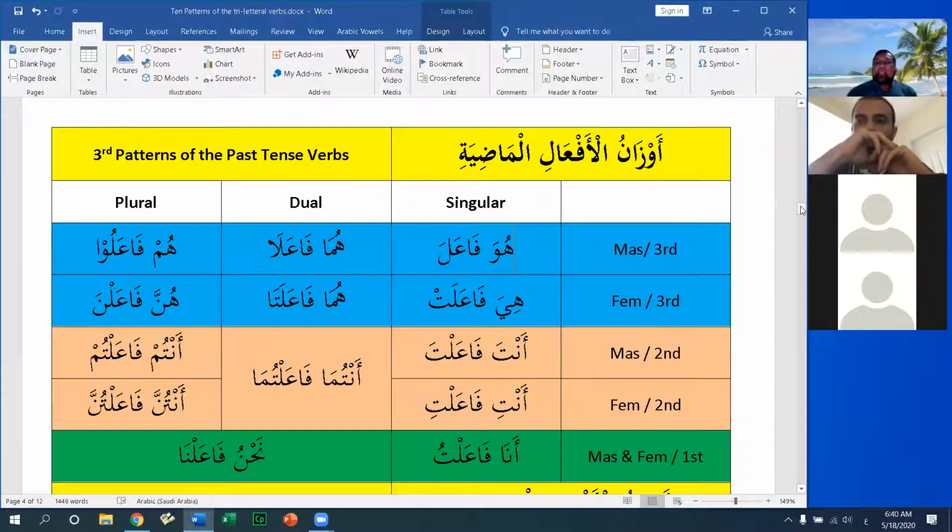Okay. Would you like to try that with a verb? Say, for example, سافر. Yeah, okay.